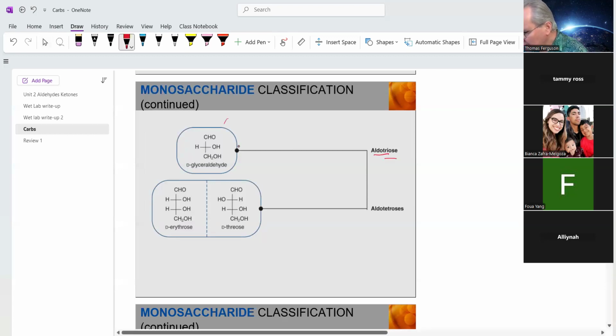So, aldotriose: aldehyde, 1, 2, 3, triose. Aldehyde, 1, 2, 3, 4, so tetrose.